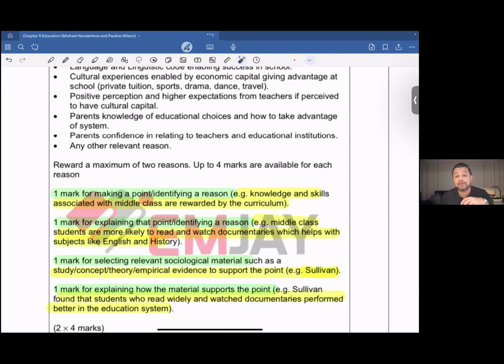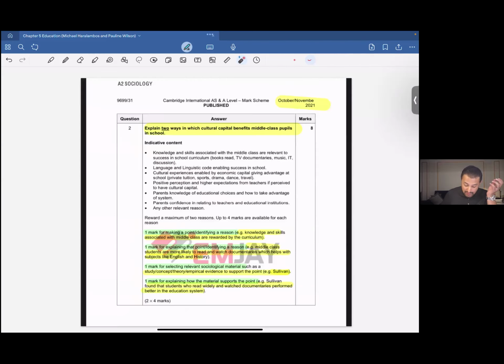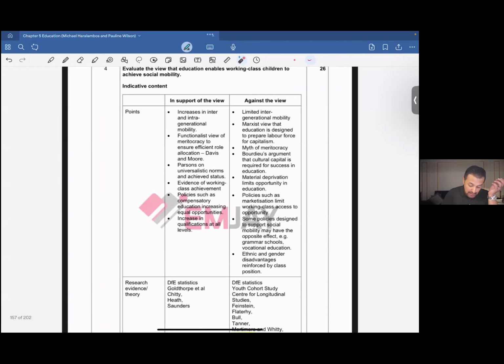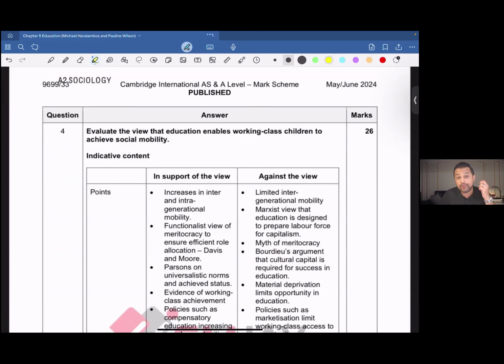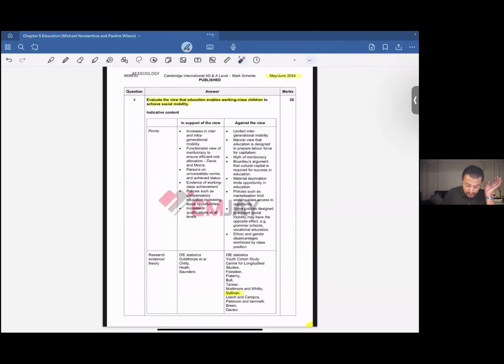Now, this is what I tried explaining to you a couple of minutes ago. We have another question over here that we had in May, June 2024, and the question over here reads, evaluate the view that education enables working class children to achieve social mobility. The education system enables working class children to achieve social mobility. Over here, in a question of this sort of nature, you could use Sullivan's reference against this view.